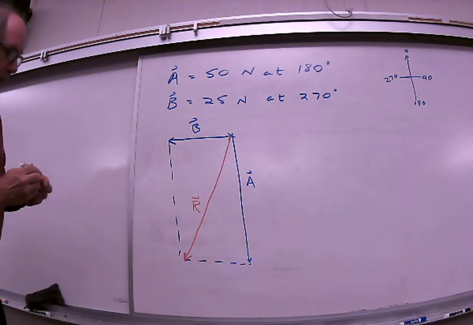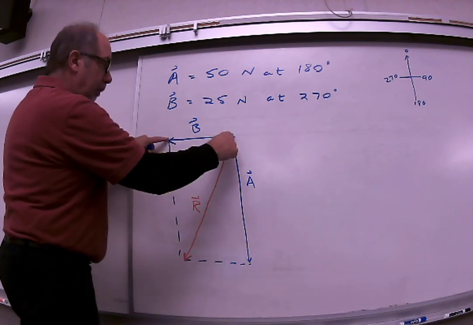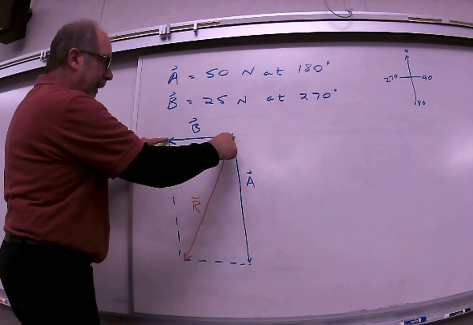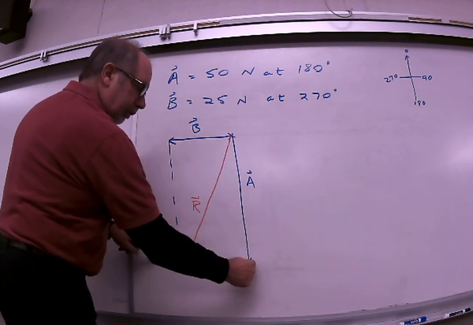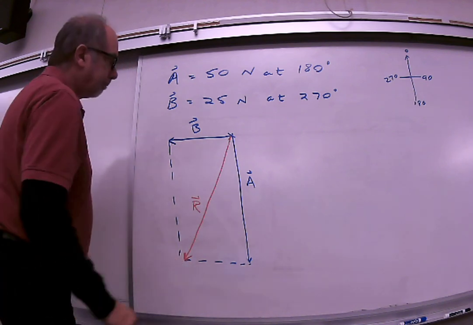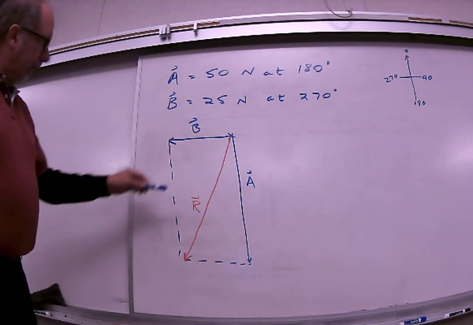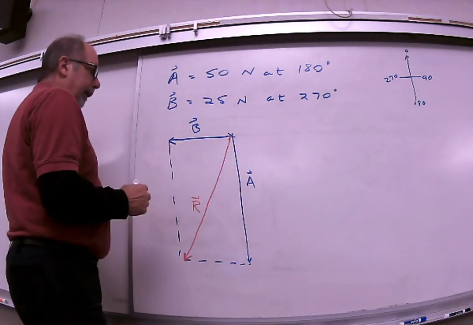Which you also would have found, I did this by the vector parallelogram method. If you pick up this vector, you add vector B to vector A, tail to tip, you're also going to end up here. Okay, so either way. All right, so we want to find the magnitude. And the magnitude can be found by Pythagorean theorem.